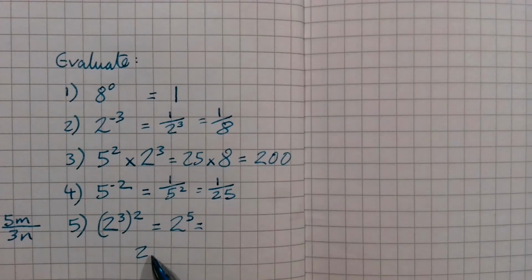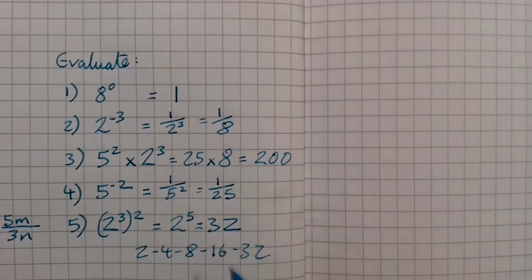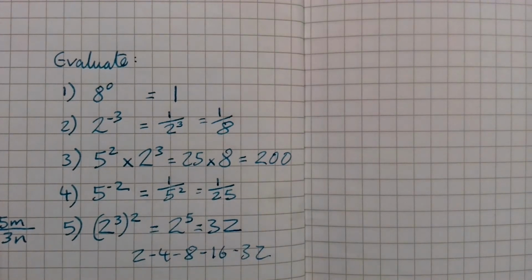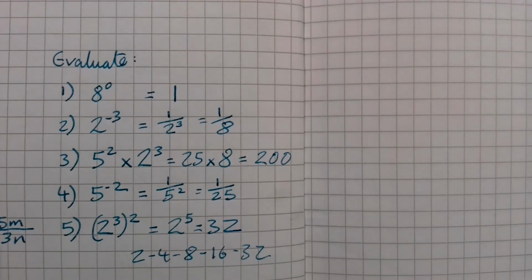2 squared is 4, times 2 is 8, so that's 3, 4. So 2 to the power 5 is 32. Okay, right, we're going to move on now to fractional and negative powers.